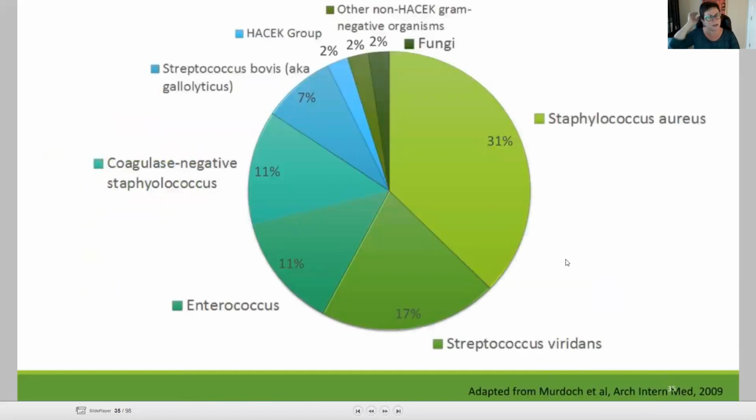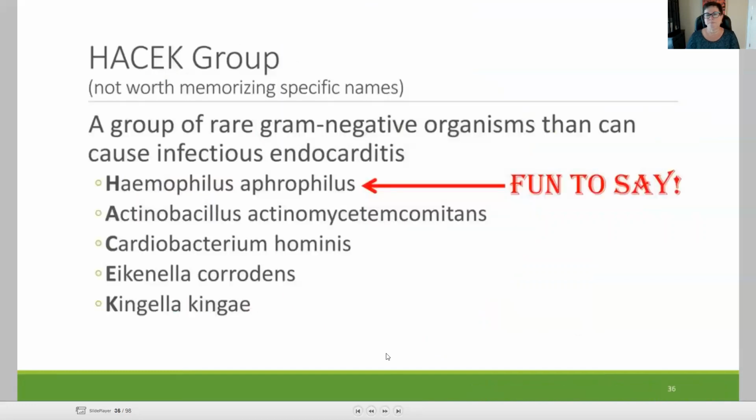Let's look at some microbiology. So you can see by far Staph aureus 31%, Staphylococcus viridans, Enterococcus. Then we get into the coag negative staph. Then we have these smaller ones up here. And I will talk about the HACEK group in just a moment. But you can see that fungi and gram-negative organisms account for a very small part of the number of infections in the endocarditis population.